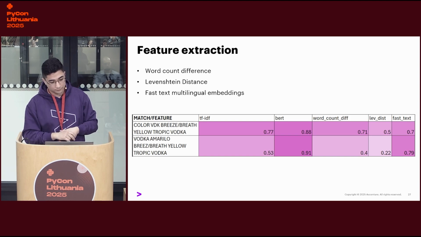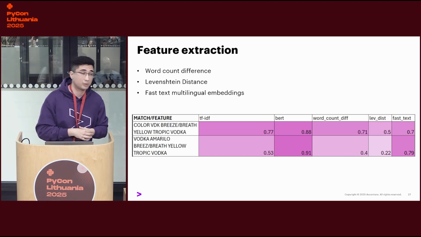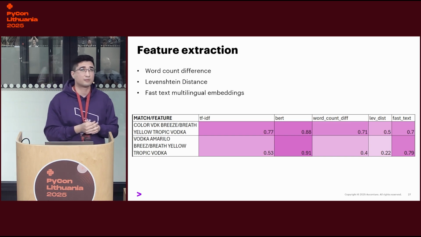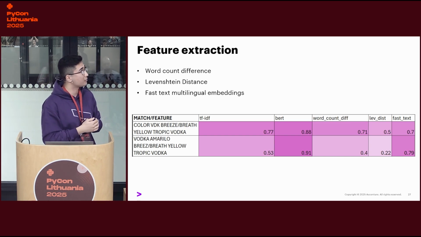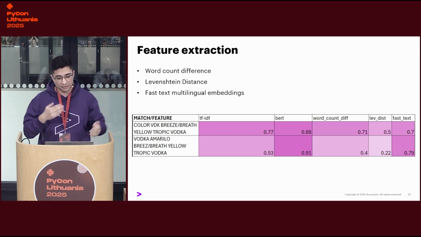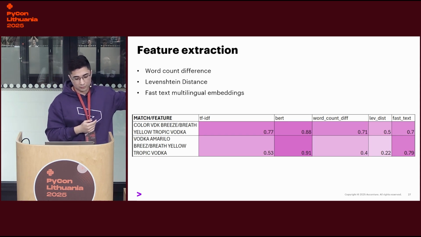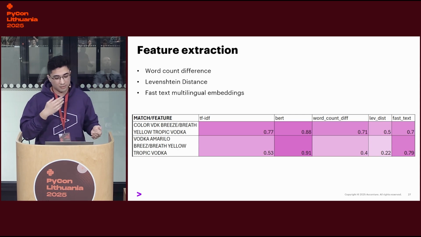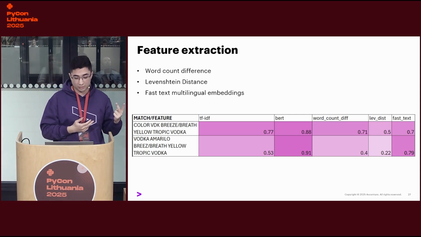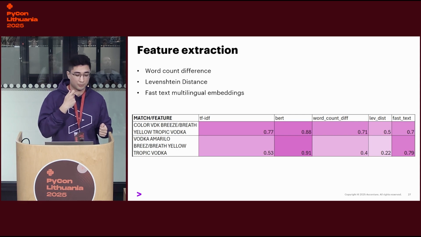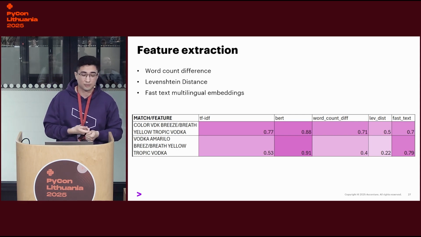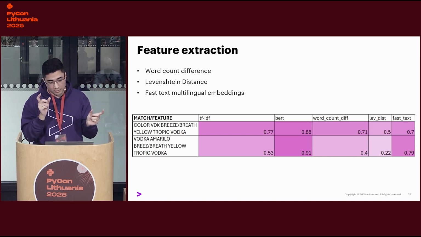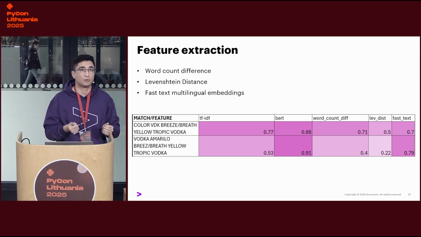Next one, feature extraction, what I said before. Imagine that we are gathering opinions from five different algorithms. TF-IDF thinks that the match between color vodka breeze and breeze yellow tropic vodka is 77%. BERT thinks it's 80%, but 2 is not enough. We also use the word count difference, a small function to see how many words are in the first and the second. Then Levenshtein distance, another, more popular function.